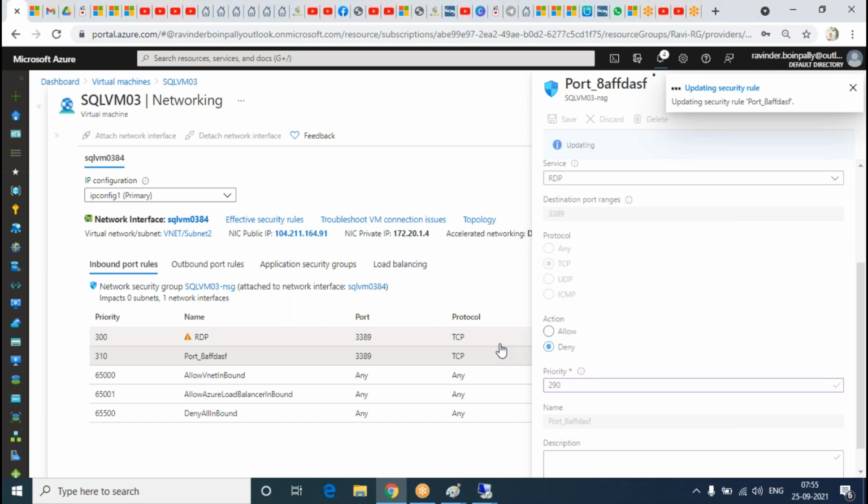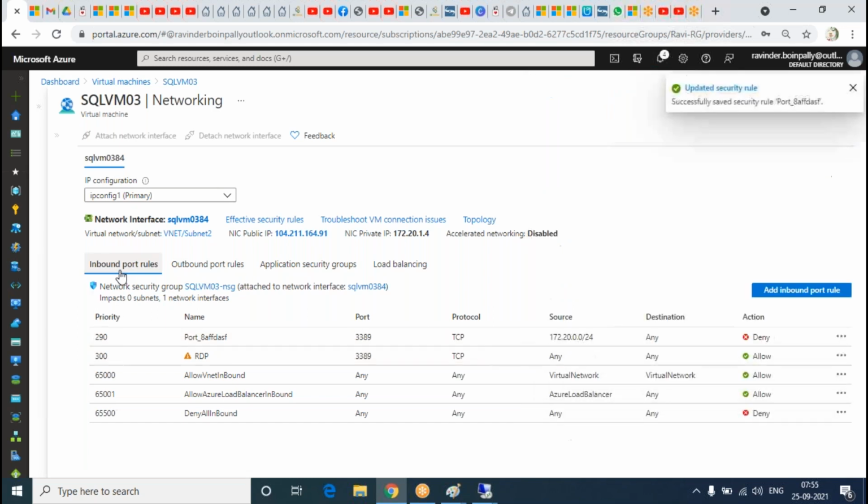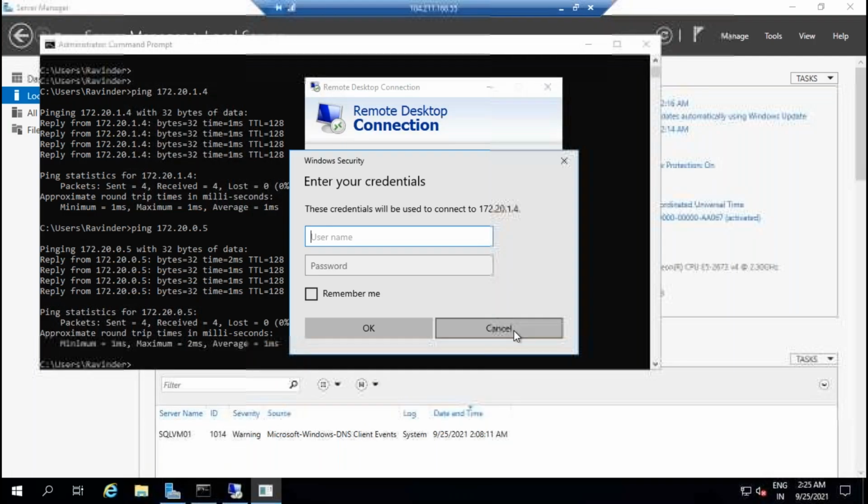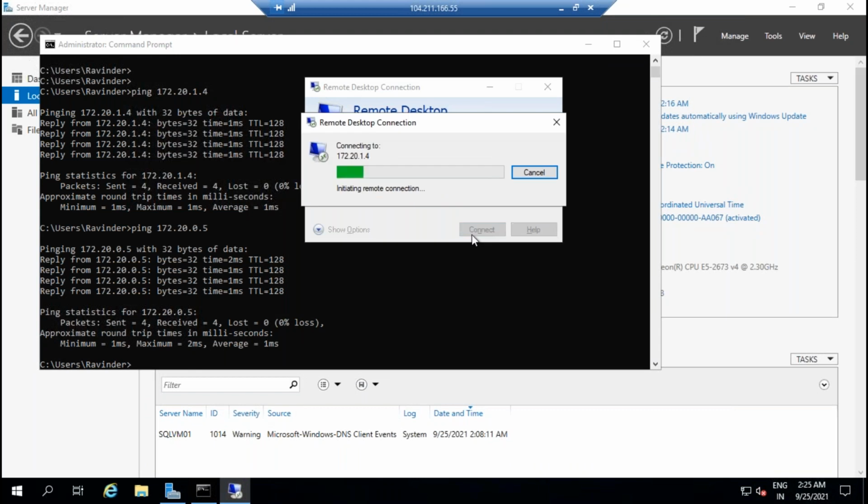Whenever your traffic is hitting the VM, first it will go through the inbound rules. If your inbound is allowing you to enter the VM, only then will you enter, else it will reject the connection right there. So now you see this one, the priority is 290. The 290 is the lowest number, and it is blocking this entire network. Only 172.20.0.0, whoever is coming from that, should be denied. So let's see now. This time it should be denied. Both of the VMs, not one.